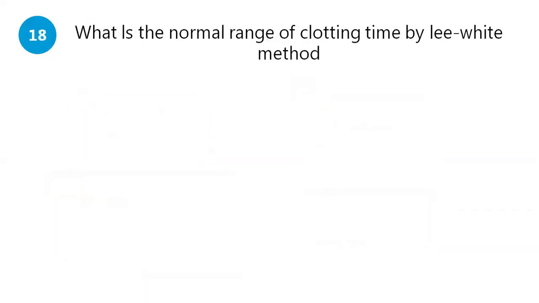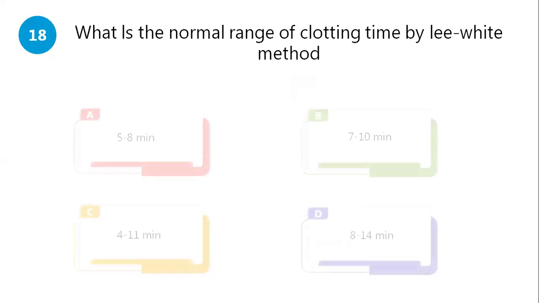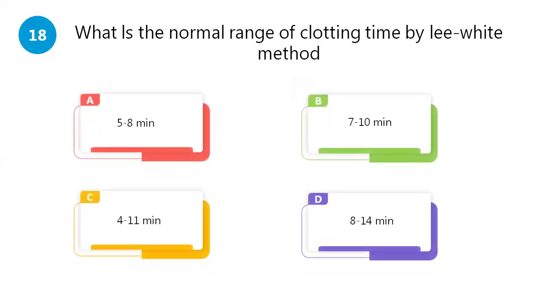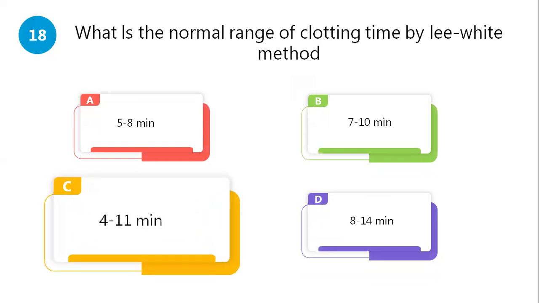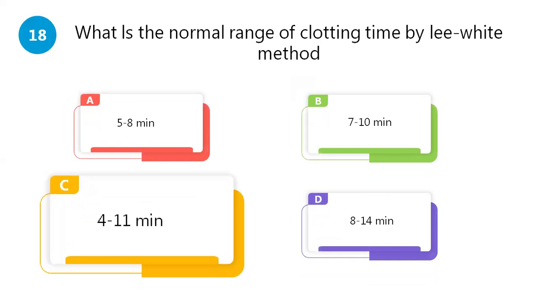Next question, what is the normal range of clotting time by Lee-White method? Option A, 5 to 8 minutes. Option B, 7 to 10 minutes. Option C, 4 to 11 minutes. And option D, 8 to 4 minutes. Here, the right answer is option C, that is 4 to 11 minutes.